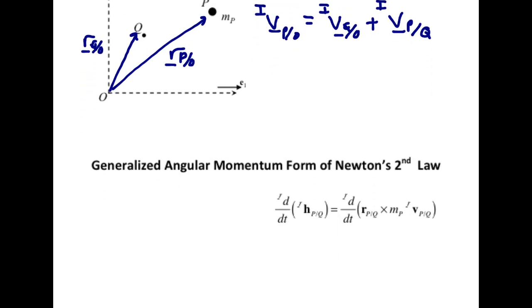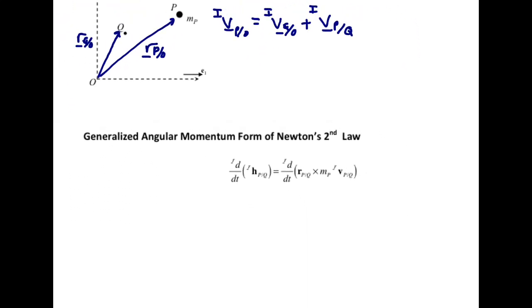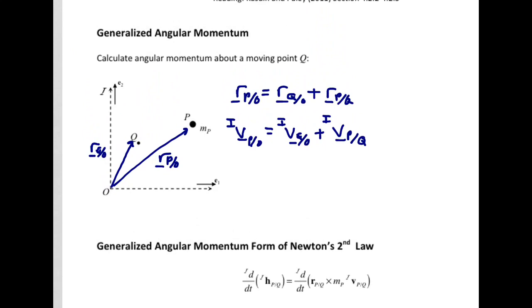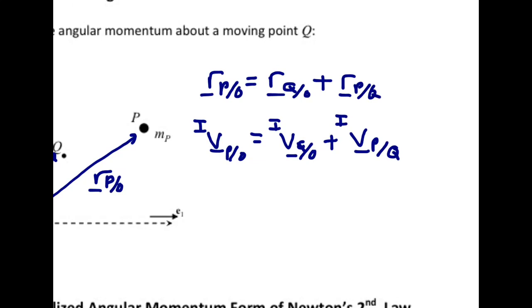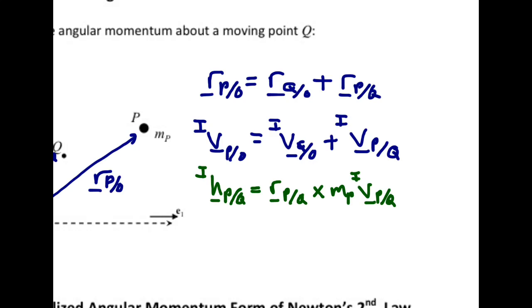And so, if we calculate the angular momentum of the mass P about point Q, then our angular momentum, P with respect to Q, as observed in the inertial reference frame, is equal to the position vector, P with respect to Q, crossed with the mass multiplied times the inertial velocity of P with respect to Q. So it's multiplied by a relative inertial velocity.